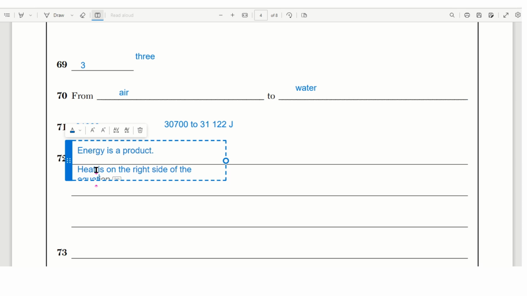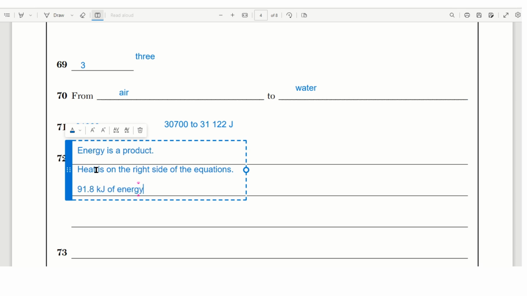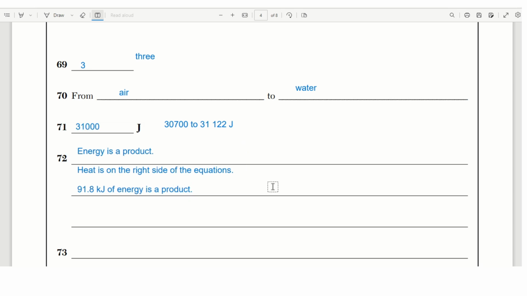Almost forgot which side was which. What else could you say? The 91.8 kilojoules of energy is a product. Those are 3 acceptable answers.